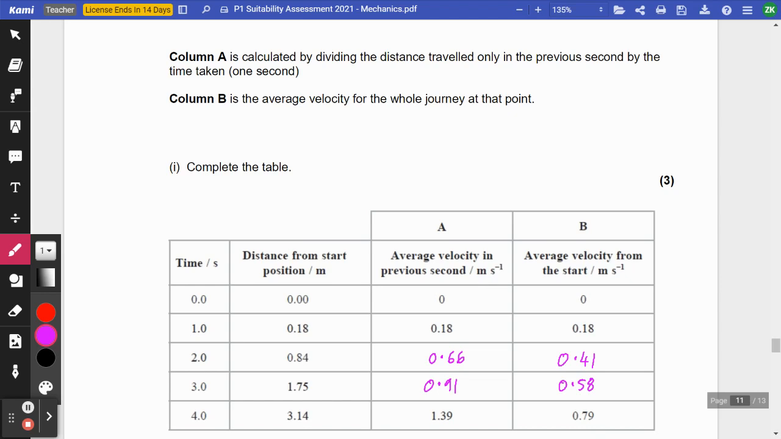The next column is average velocity in the previous second. Okay, so let's have a look.